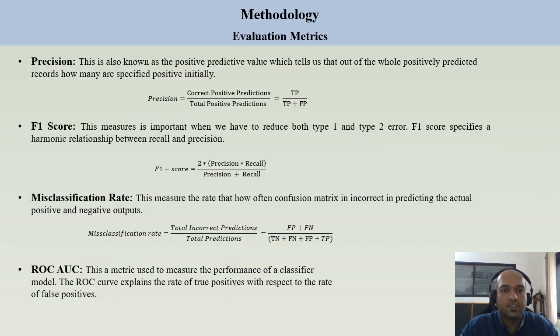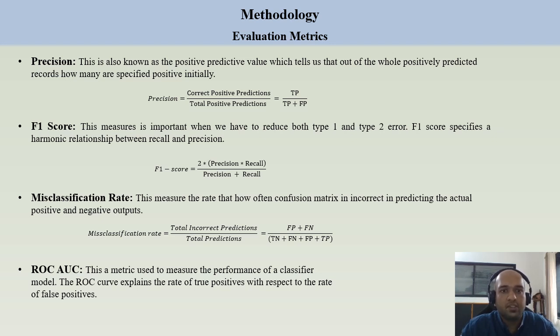Next metric is precision. This is also known as positive predictive value, which tells us that out of all positively predicted records, how many are actually positive. That is, correct positive predictions to the total positive predictions. F1 score is important when we have to reduce both type 1 and type 2 error. F1 score specifies a harmonic relationship between recall and precision.